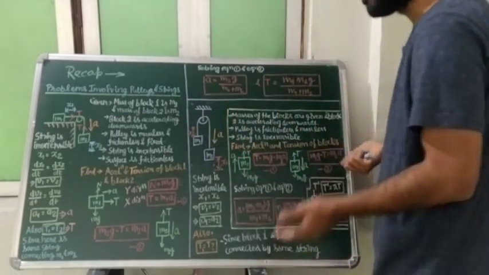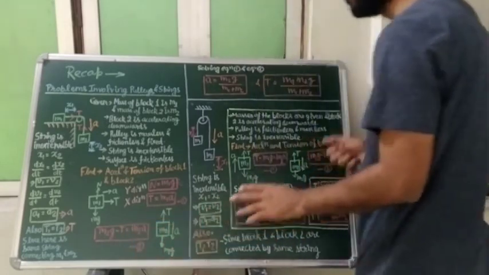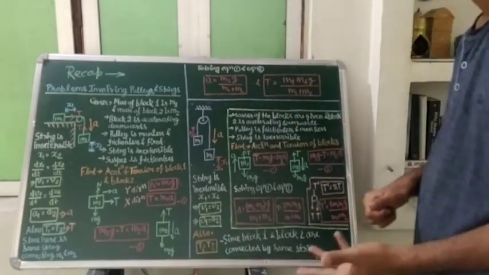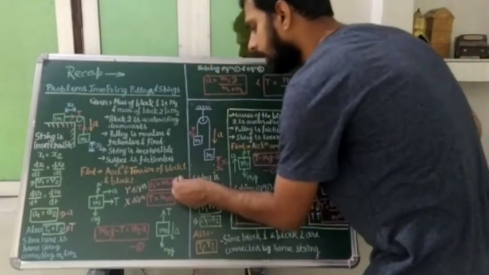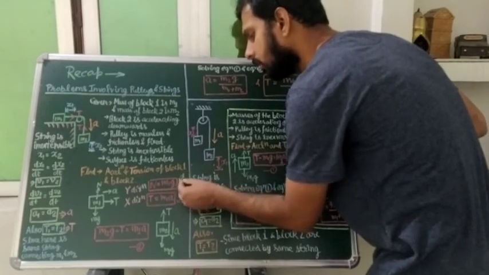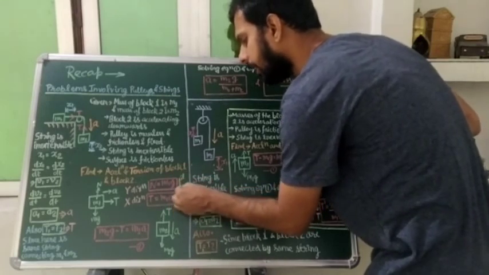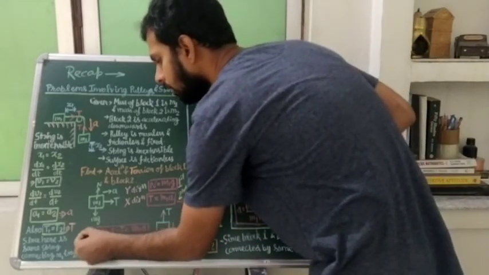So when we resolve it, m2g minus T will give us what? m2a, by applying Newton's second law. Here we are applying the second law.